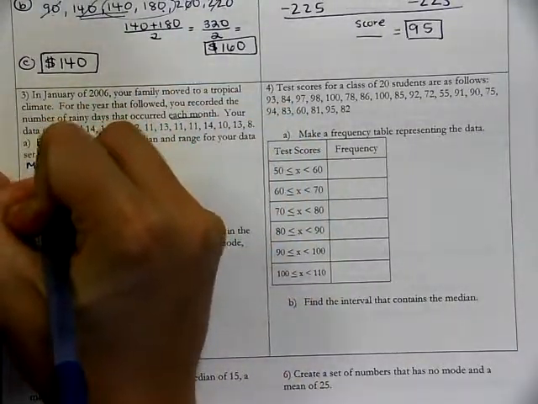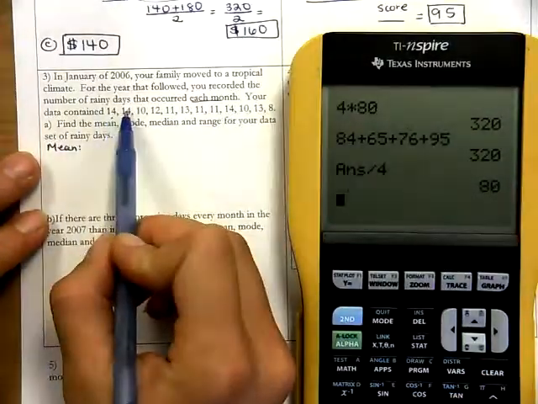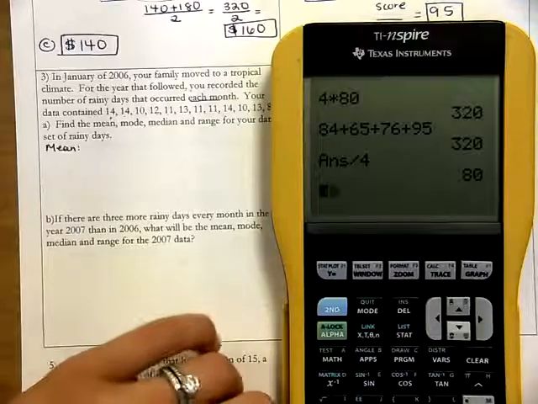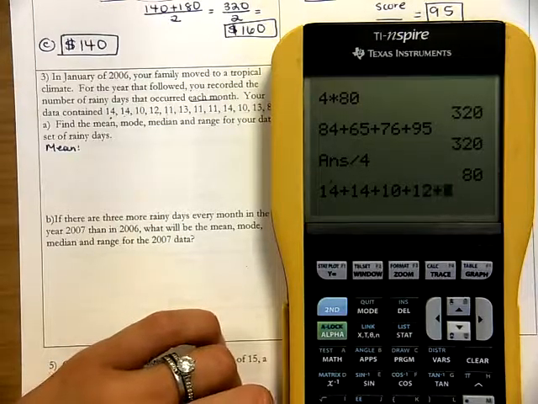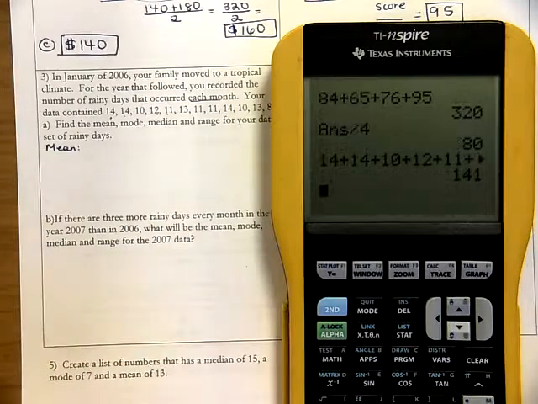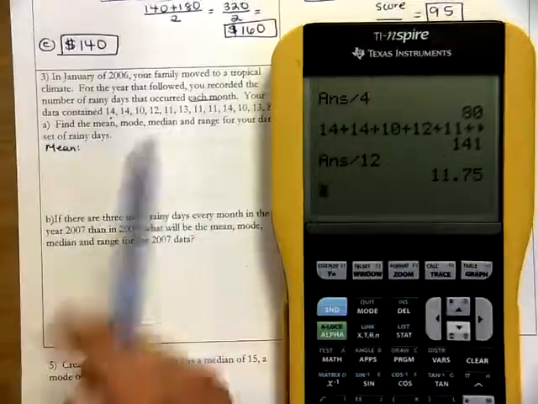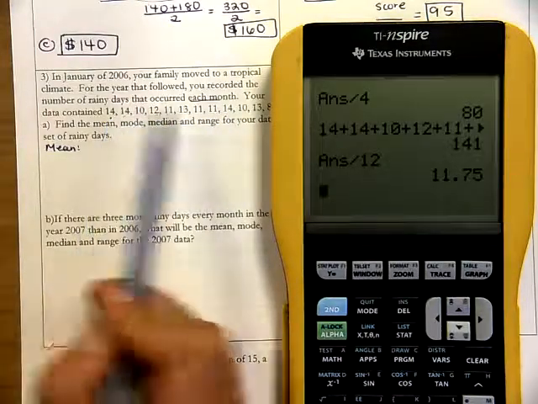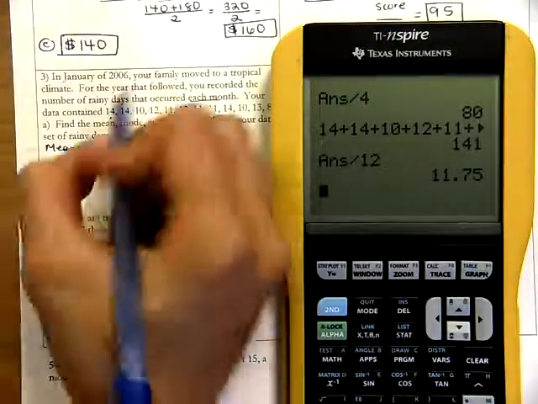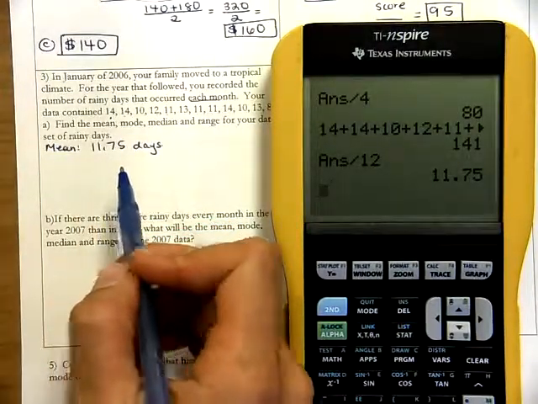So the mean, we would take all these numbers, add them up, and divide by, in this case, 1, 2, 3, 4, 5, 6, 7, 8, 9, 10, 11, 12. So I would do 14 plus 14 plus 10, 12, 11, 13, 11, 11, 14, 10, 13, 8. I get 141. I now divide by the 12, and I get 11.75. And when I look at that, that looks like it would be reasonable. There's some above, some below. Okay, so the mean would be 11.75. The units on this, we're talking about how many days it's rainy, so days. So on average, it's rainy 11.75 days a month.